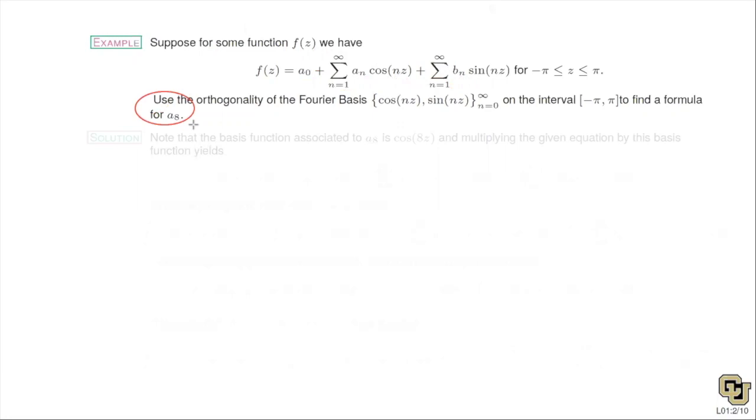Why a sub 8? 8's my favorite number. Why is it my favorite number? 2 cubed. What's cooler than 2 cubed, y'all? It's got 2 and 3.